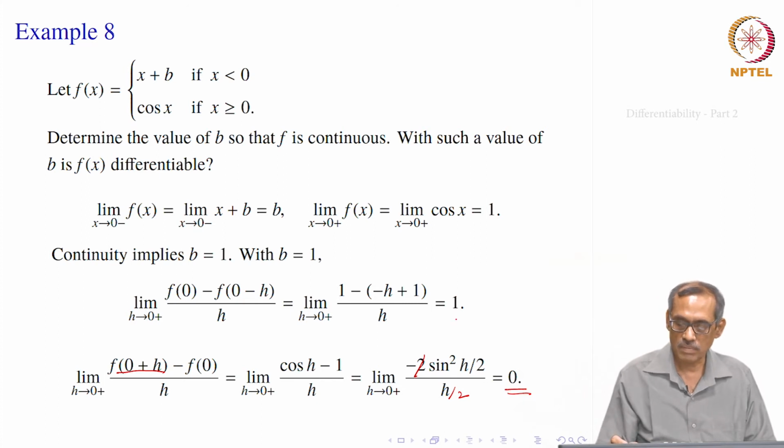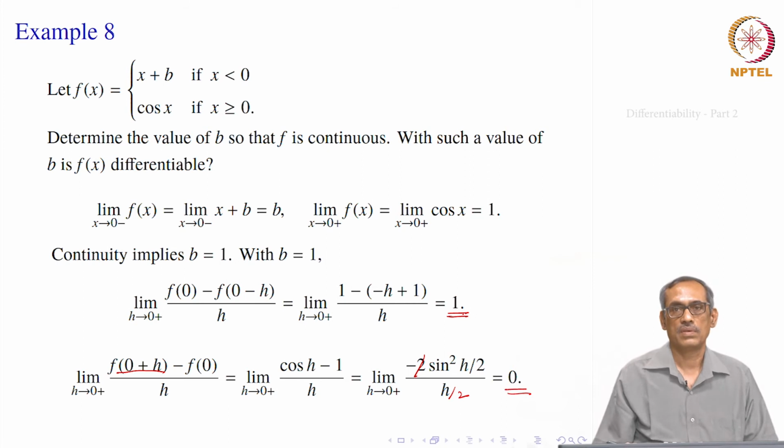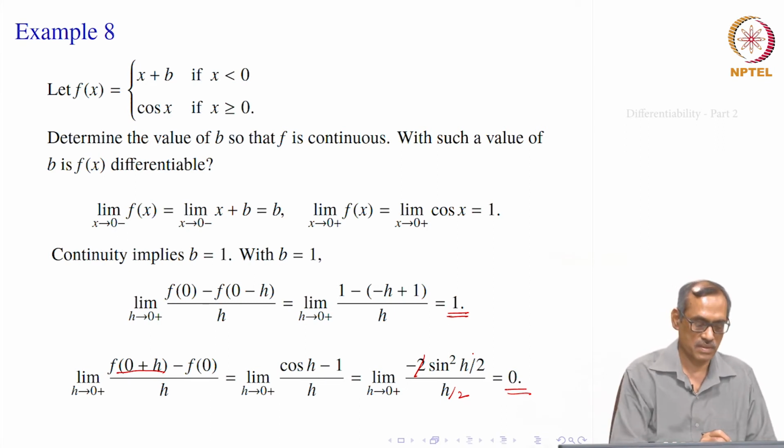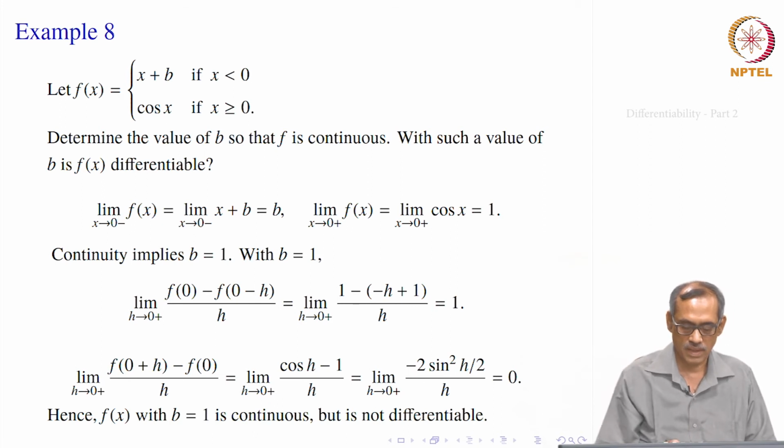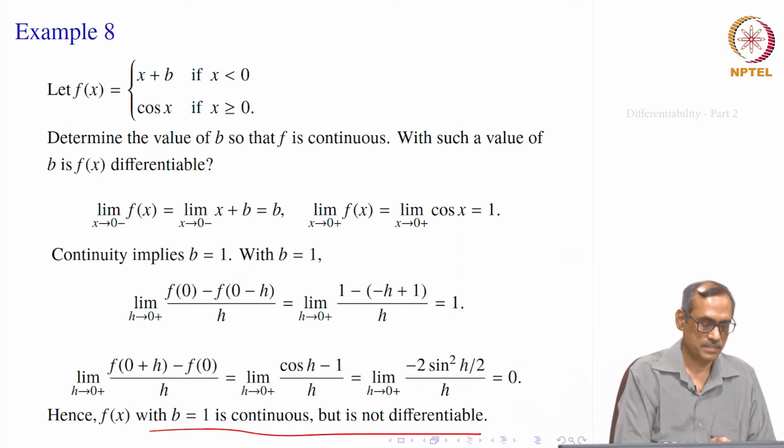So, that means the function is not differentiable at 0, right. The left side limit of the ratio and right side limit of the ratio are not same, therefore, limit does not exist. Hence, f prime 0 does not exist. We cannot write even f prime 0, right. The limit does not exist. The function is not differentiable at x equal to 0. Other places it is differentiable. So, it is continuous with b equal to 1, but not differentiable.